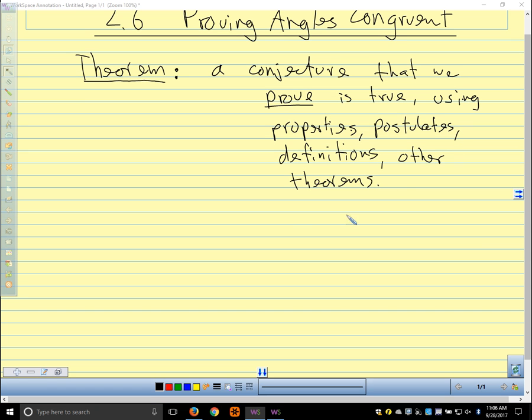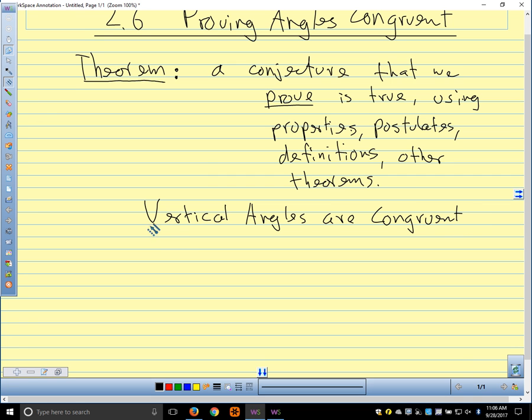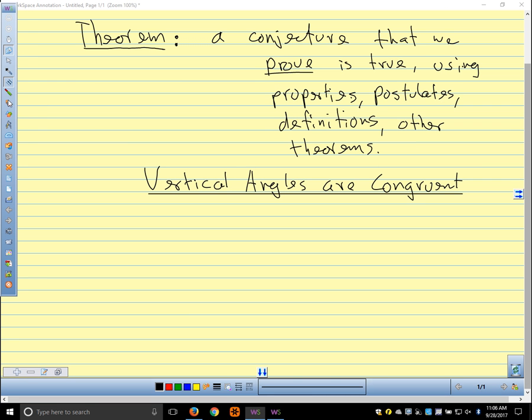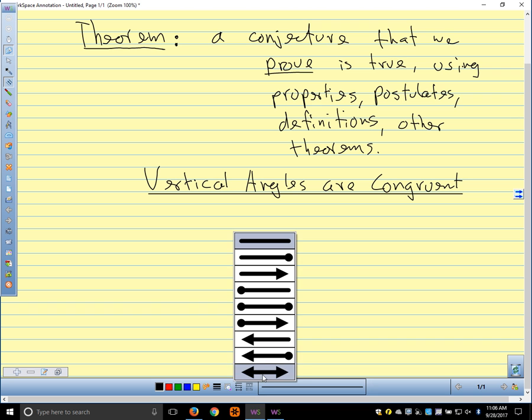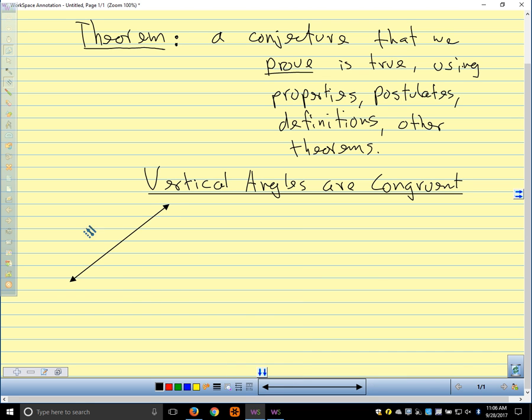All right, so let's talk about our first thing. We talked about this in chapter 1. We said that vertical angles are congruent. We looked at a drawing and said it kind of makes sense. But now we're going to prove that that's true. Just a reminder, vertical angles are when we have two straight lines, two straight segments crossing, and they are directly across from each other.